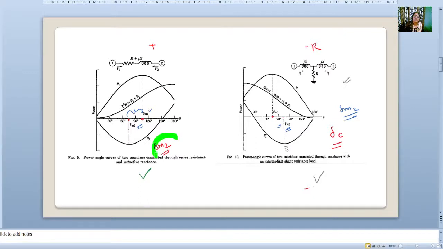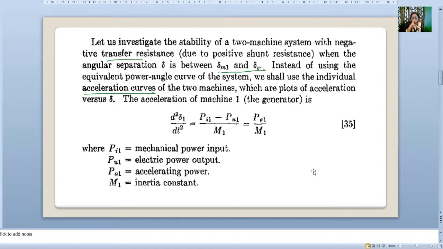Okay, so we'll consider the negative resistance. Now here the angular separation del is between del M1 and del C. Instead of using the equivalent power angle curve of the system, we shall use the individual acceleration curve. So instead of the P versus del curve, we'll use the Pa by M versus del curve, which is the plot of acceleration versus del.